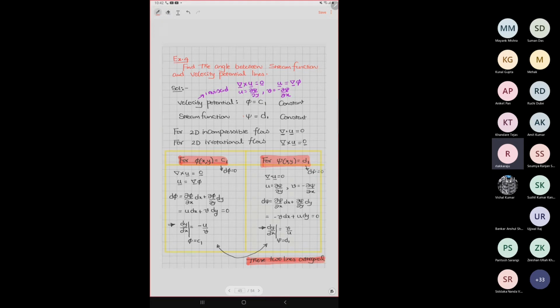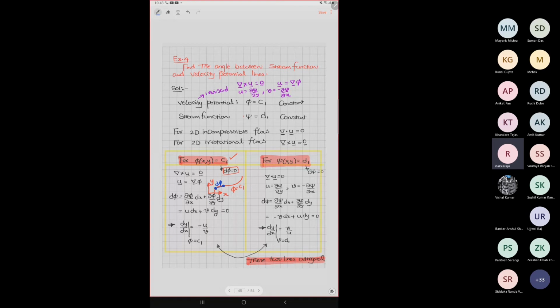For that purpose, let us begin with velocity potential. Phi of x, y is equal to c1. What I am going to look at is that for a constant function, we need the change in that function value along that particular line. Maybe this is the phi equal to constant line c1 on the x-y plane, let us assume. Along the line, if I move from any point to any point, what I will call is d phi.